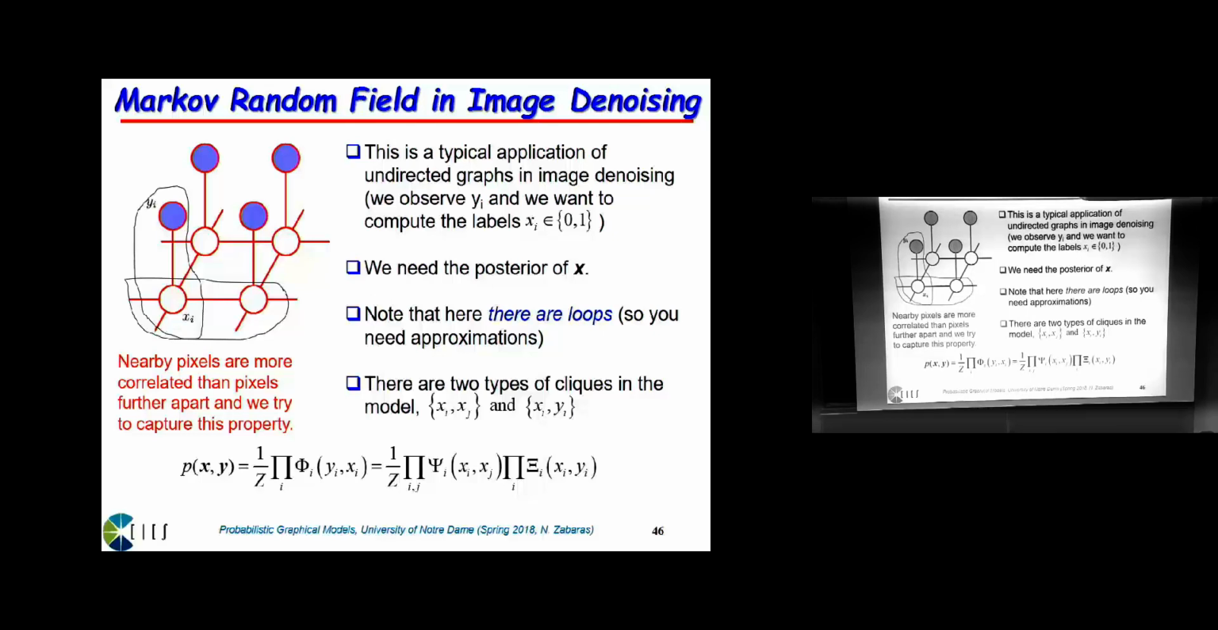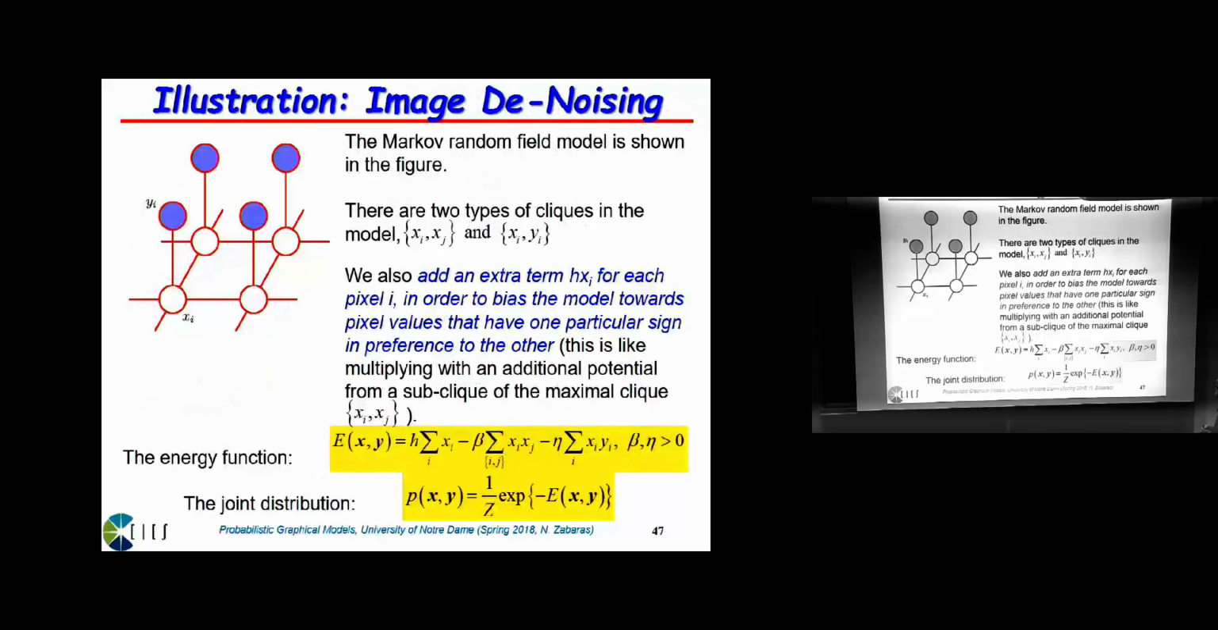So if you want to write the joint distribution of x and y, of all the x pixels and y pixels from this image, basically you have a product of potentials that account for the correlations of xi and xj, all right? And then a product of potentials defined over the cliques xi and yi, which are these potentials that you see in here. All right?